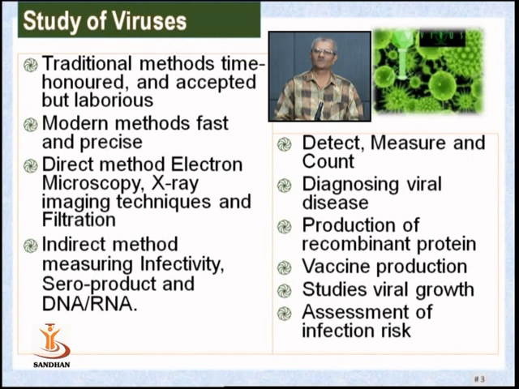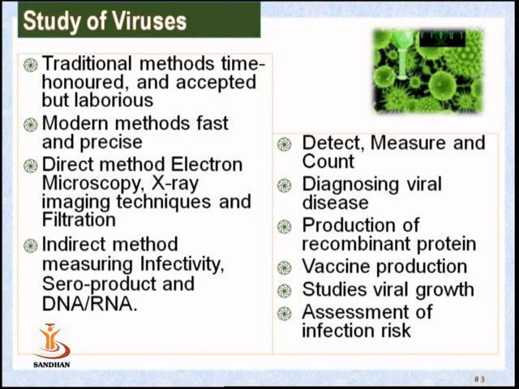Often we need to diagnose viral diseases. And whenever we are producing vaccines or some recombinant proteins, then we also need to study them to find out their approximate population and to detect their presence. Although from the point of view of environmental significance, if we have to assess the infection risk, then also we need to find out their presence.